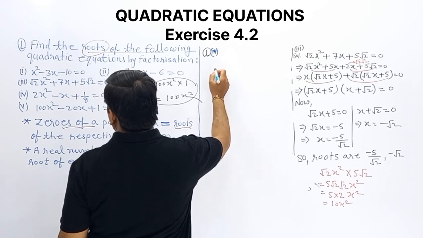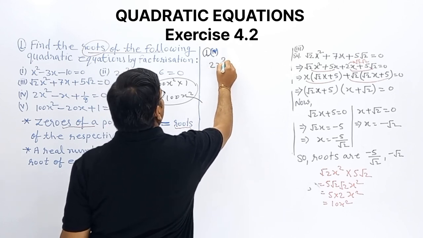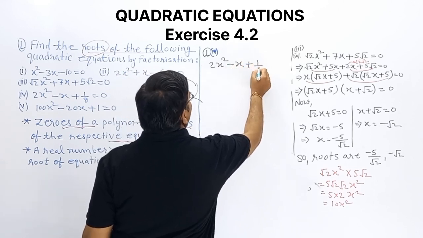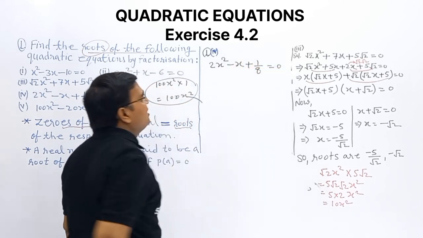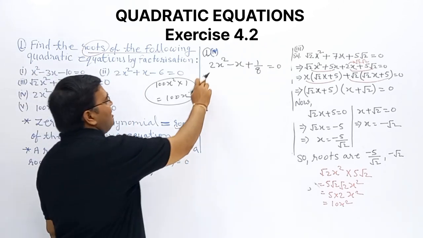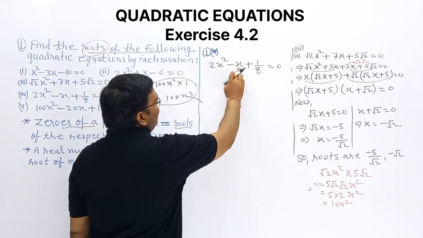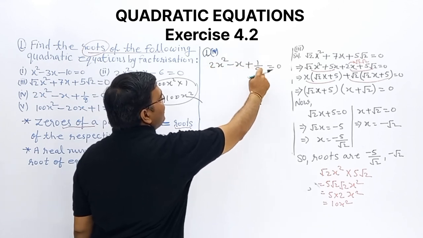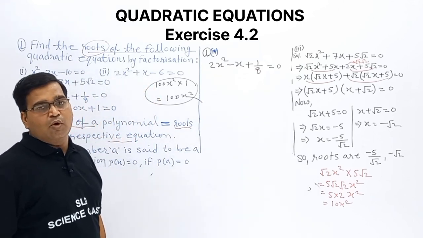Question number fourth is: one quadratic equation is given, 2x square minus x plus 1 by 8 equal to 0. This is the quadratic equation. 2 is the coefficient of x square, x has coefficient minus 1. Clear? And 1 by 8 is the constant term.